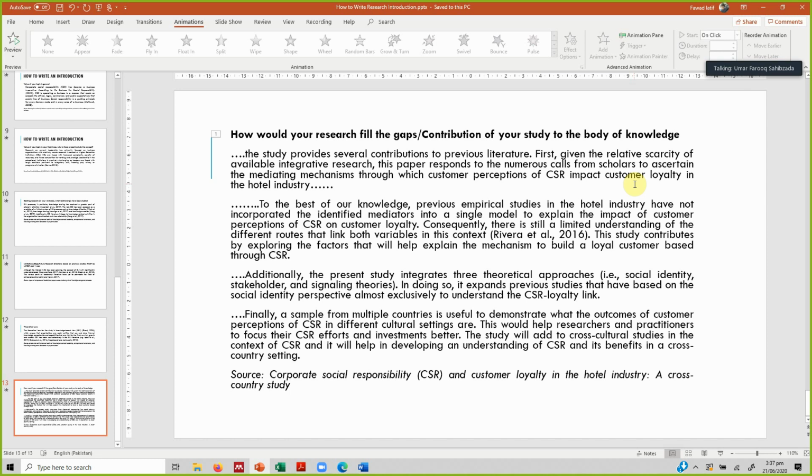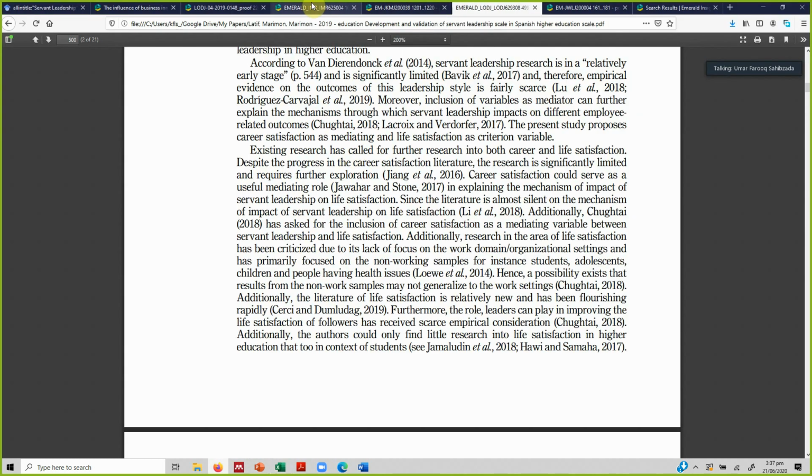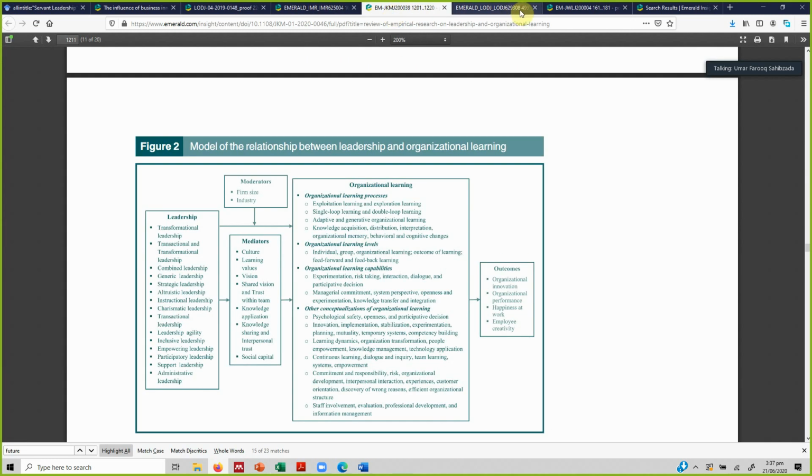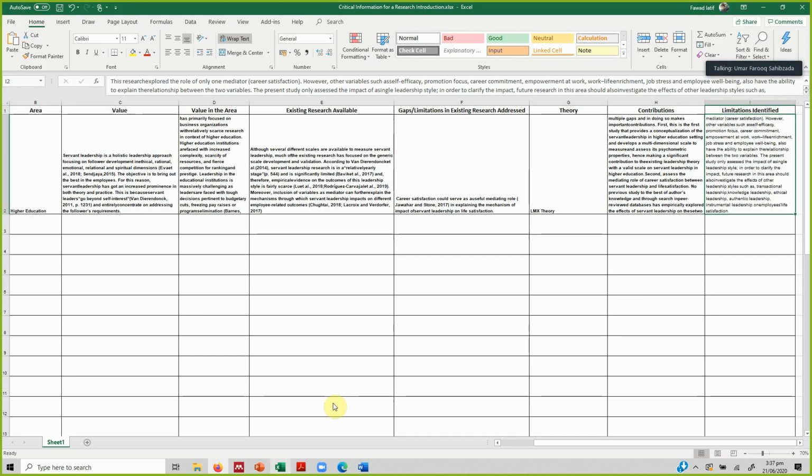So this is how you write the introduction of your research. But how do you get hold of this information? First, you have to store this information. Where does this information lie? This information lies in these papers. Read through these papers, read through latest research, copy this information, put it in an Excel sheet.